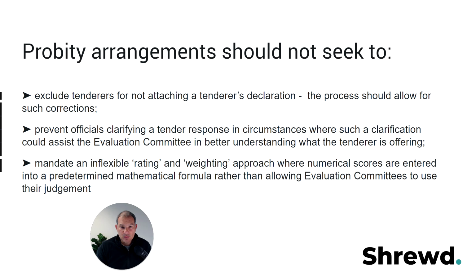So as an example, you shouldn't exclude a tenderer for not attaching their tenderer's declaration. You should just be able to go back to them and seek a correction. Also, you don't want to put in place probity arrangements that stop officials clarifying tenders where the clarification process could go a long way to assisting the officials in understanding what the actual supplier or tenderer is offering.